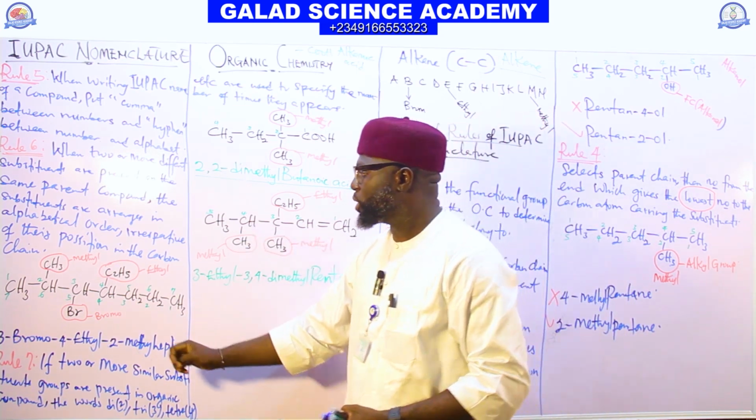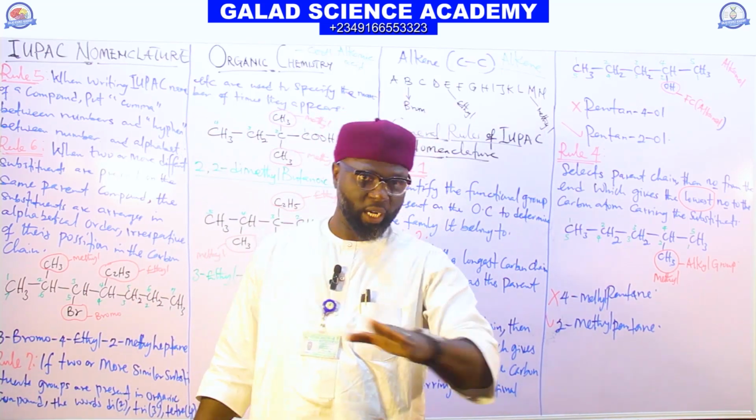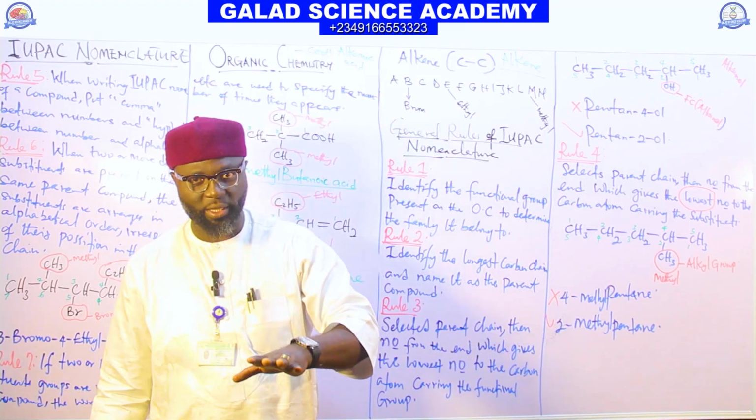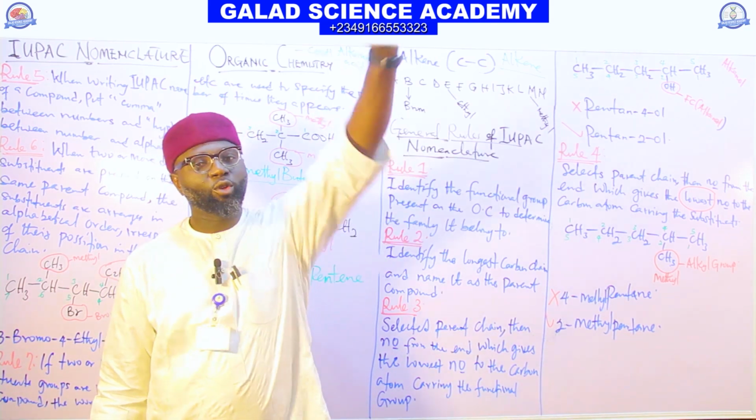That is all about the seven basic rules for organic compounds. The next thing that we are going to treat now is the nomenclature of each family of organic compounds.